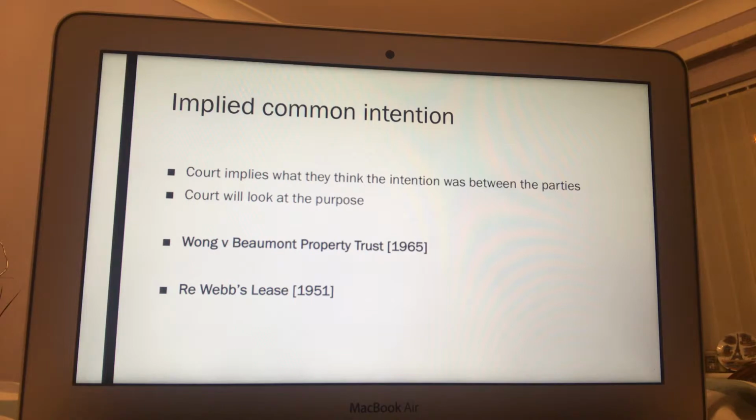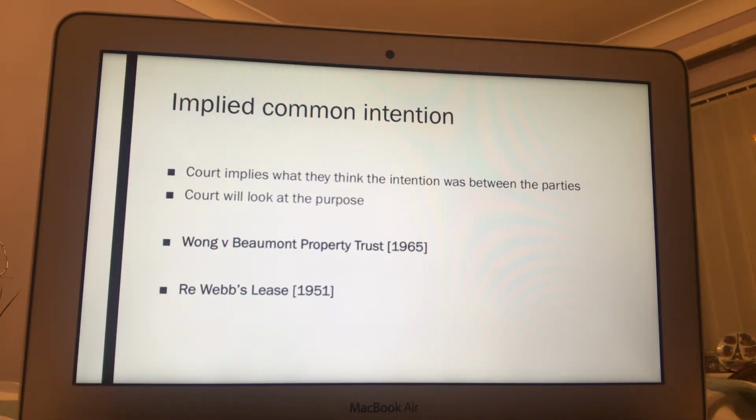The second method is called implied common intention. This is implied by the court if the person could show that the parties intended to grant or reserve the easement. The court will look at the purpose for which the parties intended for the land to be used. This can be illustrated by the case of Wong and Beaumont Property Trust, 1965.